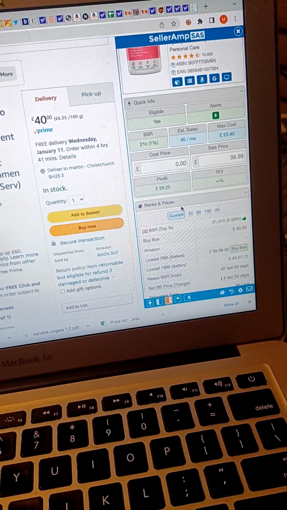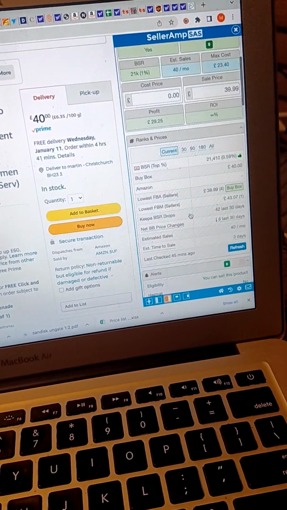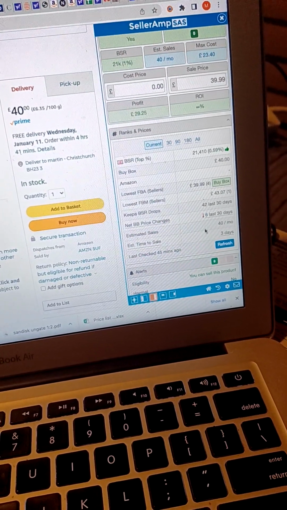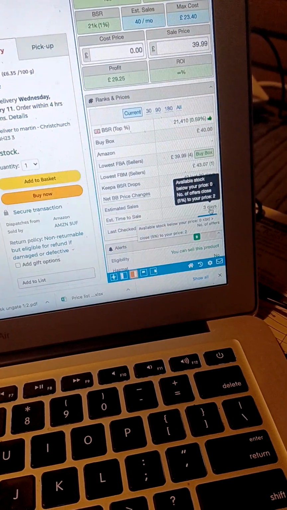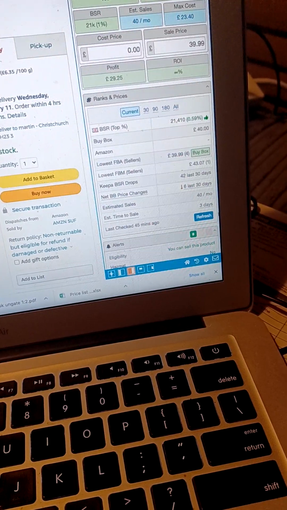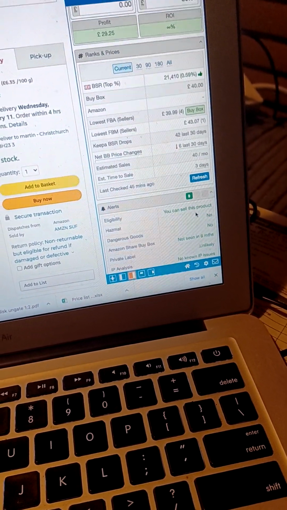So, enough of waffling. Let's look at that, that's happy days. That's good. It says here, estimated time to sell 3 days, which is good. You don't want that to say like 3 months, because what's the point in buying something? There's no point. 3 days, that's good.